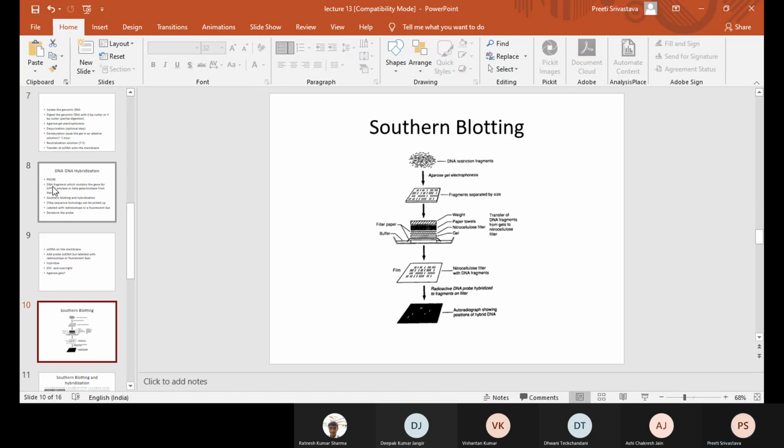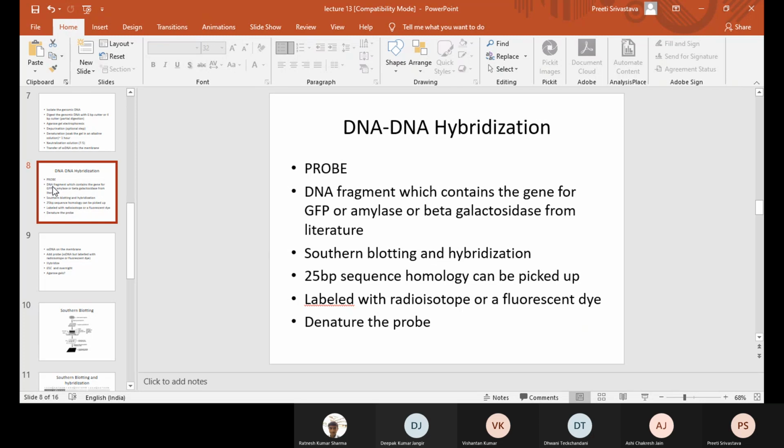Ma'am, it is clear, but my question was that on the membrane we have 2 single-stranded DNAs, right? No, you do not have 2 single-stranded DNAs. What happens is that when we soak it in denaturation solution, the DNA gets denatured and becomes single-stranded. Because it is done in a glass tray and you soak it in this denaturation solution, only single-stranded DNA gets transferred because it is already denatured.